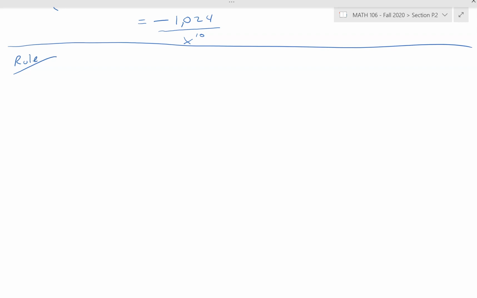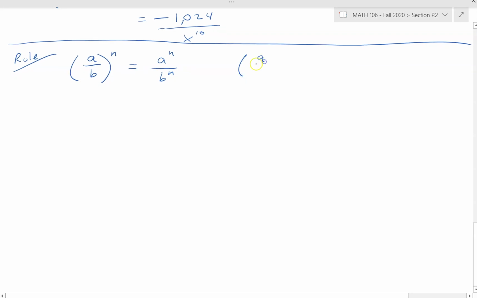All right, here's the last rule. If you have a fraction, a over b, and again we're going to raise it to the n power, do you raise both the denominator and the numerator by that exponent? You do. So this will just become a to the n over b to the n. Very simple. How about this one? A over b to the negative n. What does that do to the outcome?